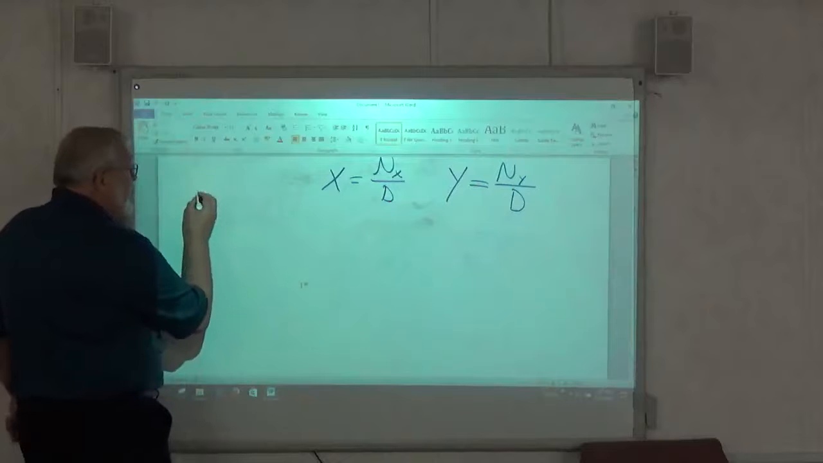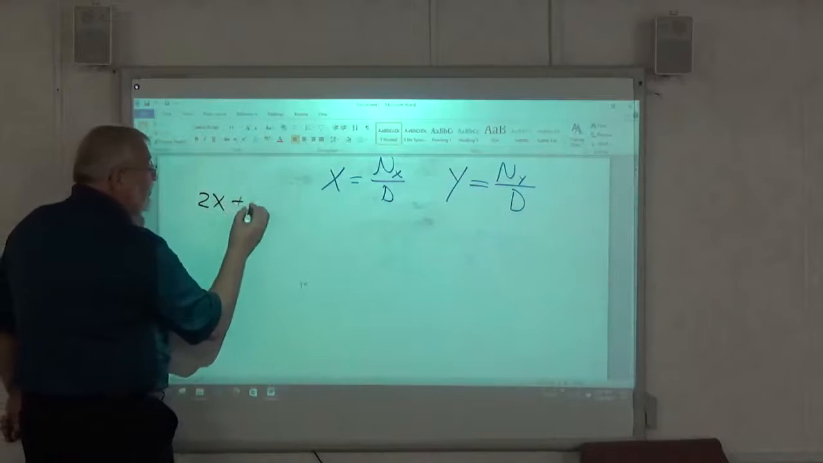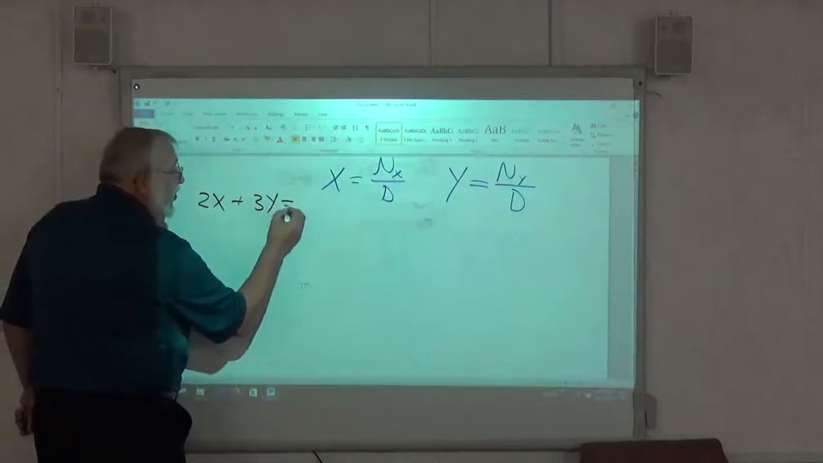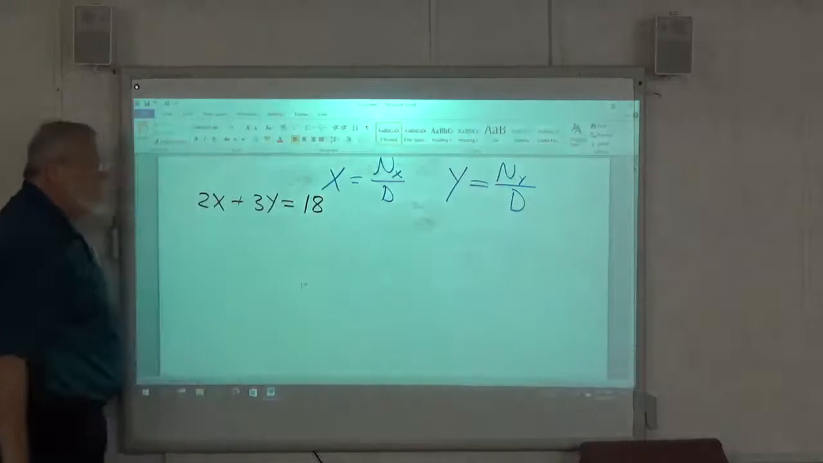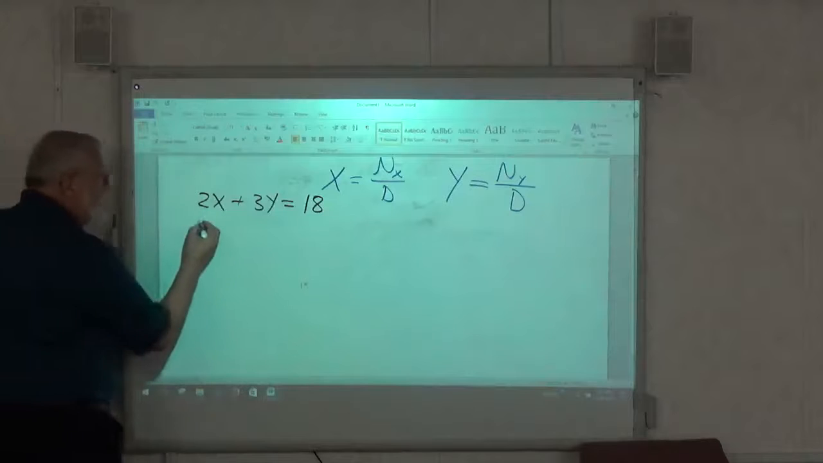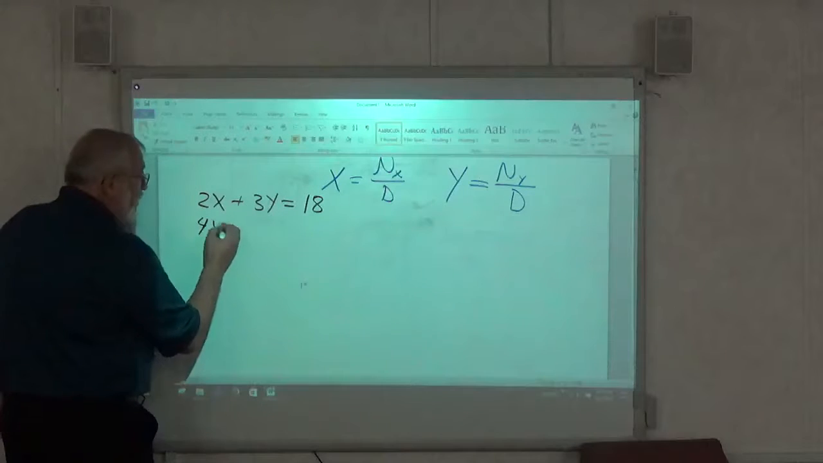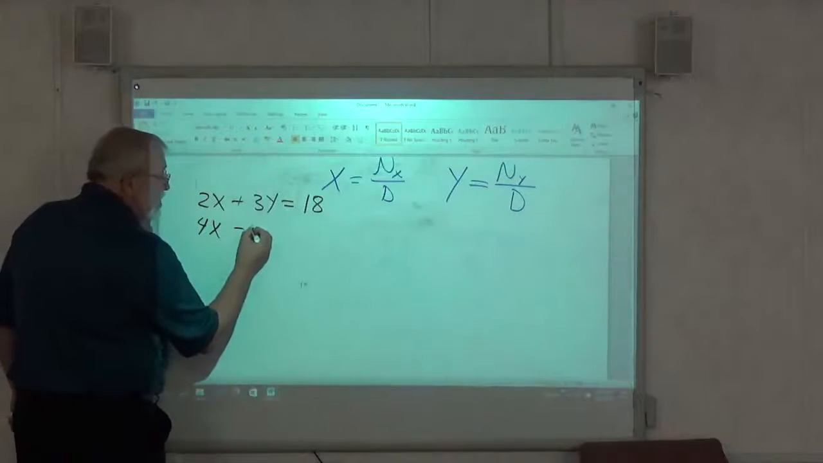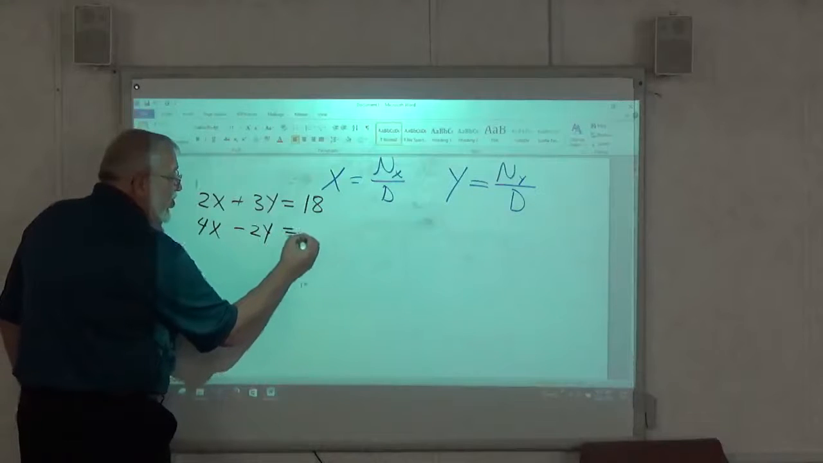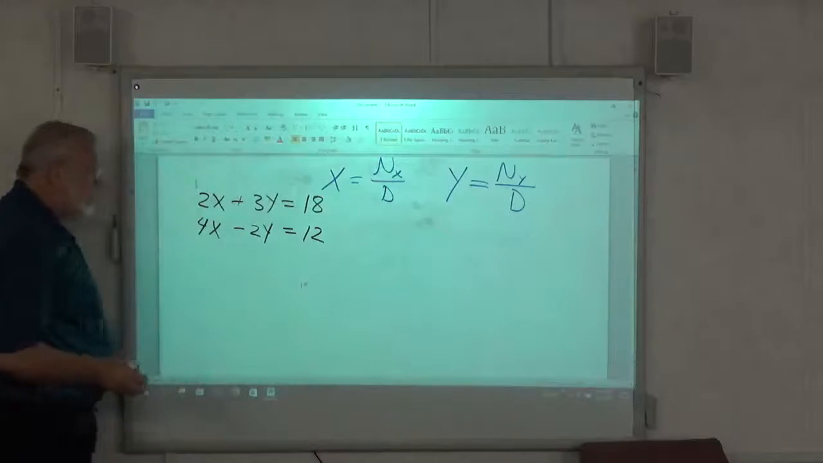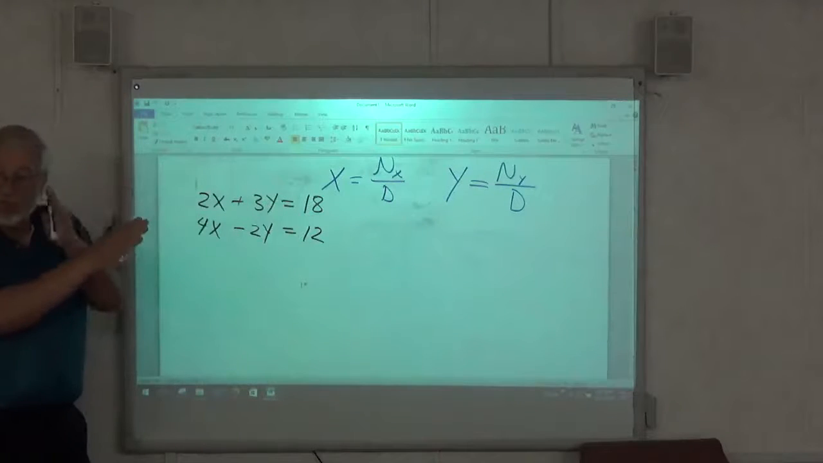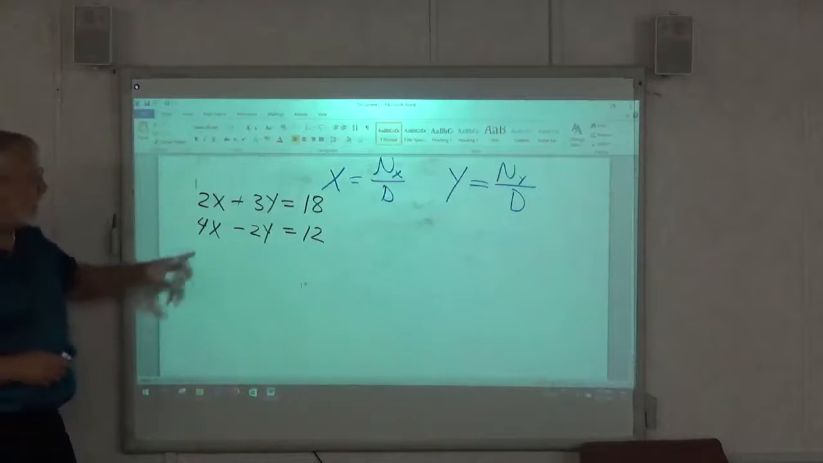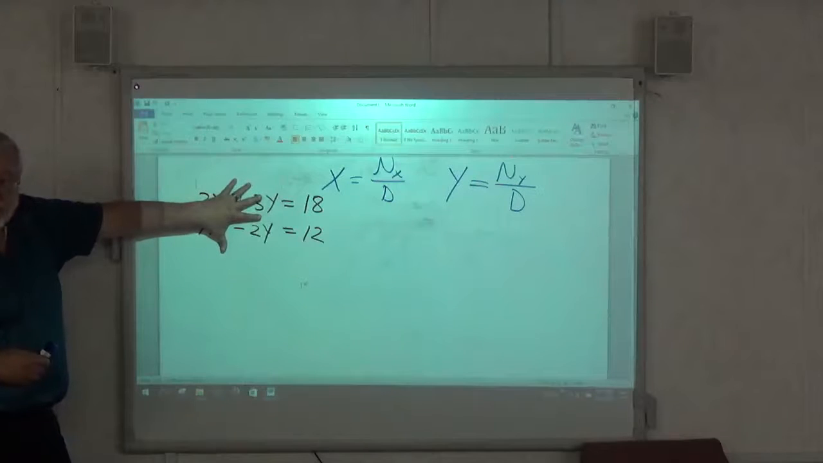If I take 2x plus 3y equals 18, and I take 4x minus 2y equals 12. Okay? The denominator of the place where these lines cross is the matrix that uses the x and the y coefficients.